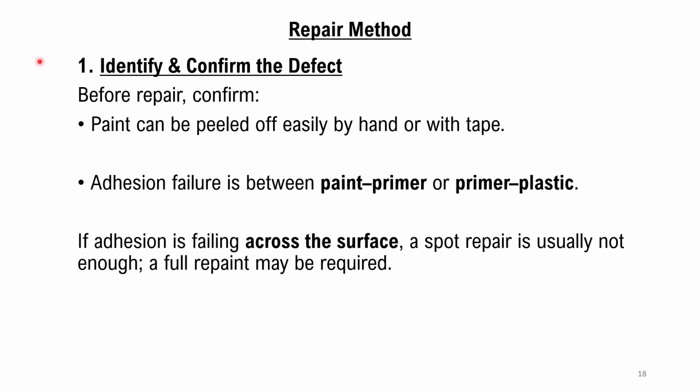First of all, identify and confirm the defect. Before repair, confirm the paint can peel off easily by hand or with tape. Adhesion failure is between paint and primer or primer and plastic. If adhesion is failing across the surface, a spot repair is usually not enough. A full repaint may be required.